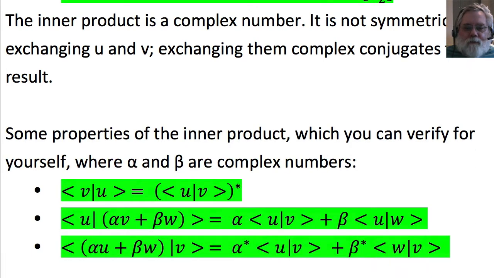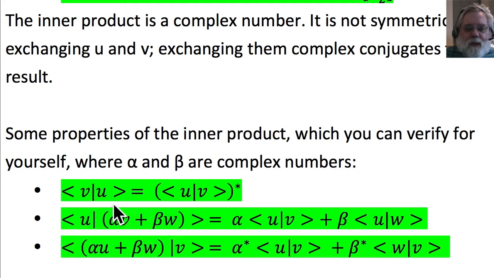Some properties of the inner product, all of which you can verify for yourself, it's not difficult, where alpha and beta are complex numbers. If you reverse the order, if you start with U inner product V and you want to know what V inner product U is, you take U inner product V and you complex conjugate it.